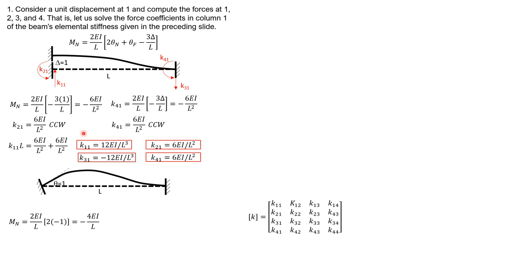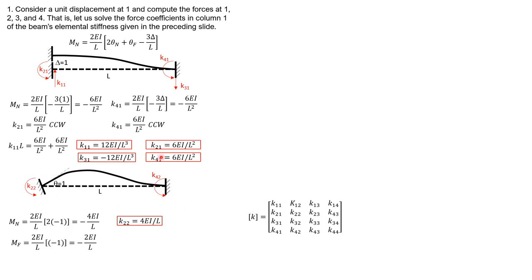And if you compute for the moment here, moment far equals 2EI over L times 2 theta far, which is 0, plus theta near, which is negative 1. So 2EI over L times negative 1 is negative 2EI over L. And negative 2EI over L is also counterclockwise, which is the positive direction. So K22 is 4EI over L, counterclockwise, that's positive direction. Then K42 is 2EI over L after we substitute. So K42 is 2EI over L, counterclockwise also, positive.